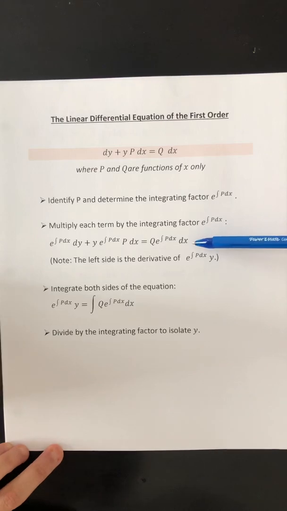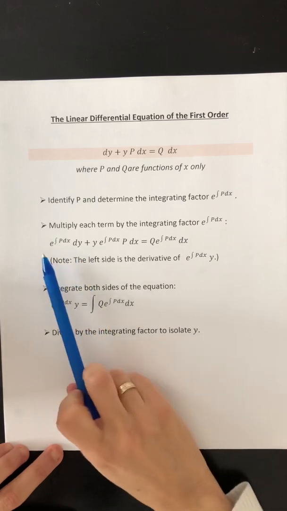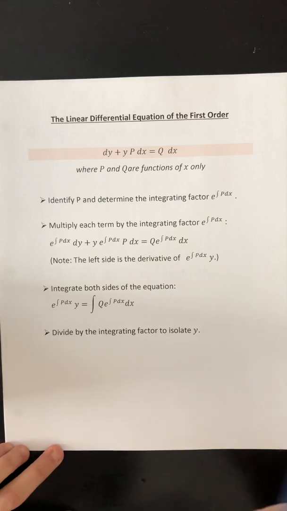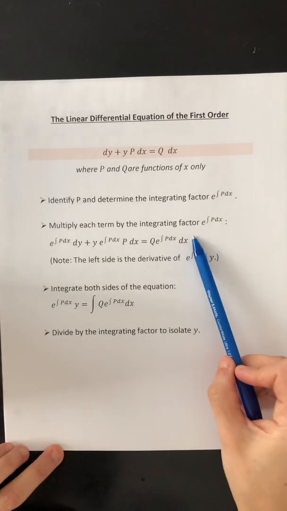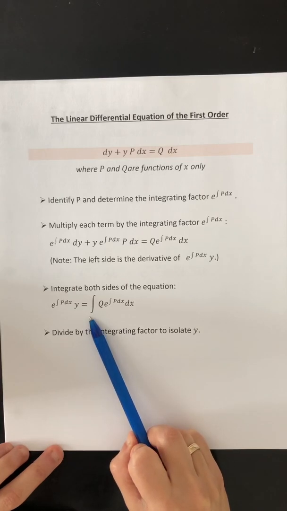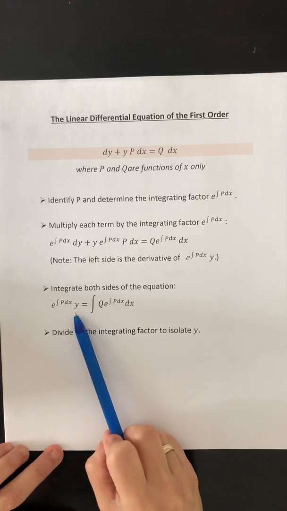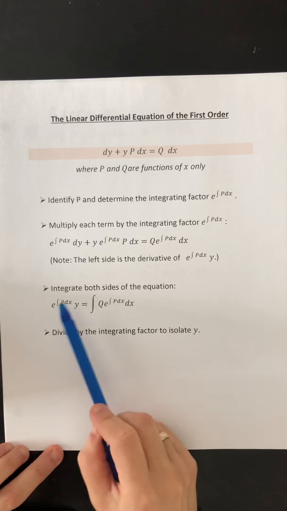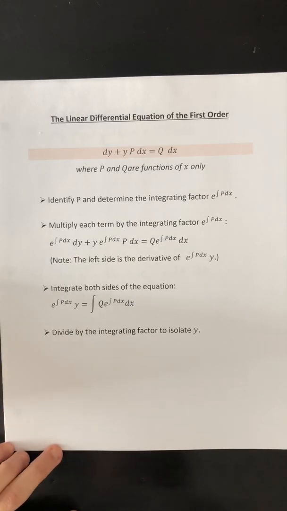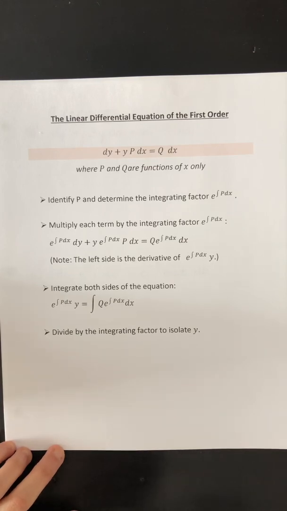Okay, so once we have this form, what we do is we integrate both sides. So when you integrate that left side, then you'll always have the integrating factor multiplied by y. And then we have to make sure we correctly integrate the right-hand side. And when we're done, we solve for y simply by dividing both sides of the equation by the integrating factor. Okay, that may seem confusing, but what we're going to do is go through some examples together now.